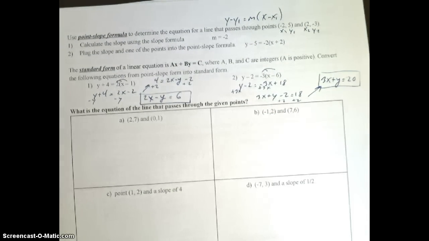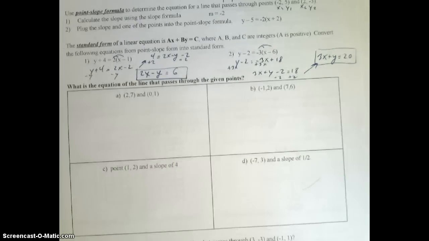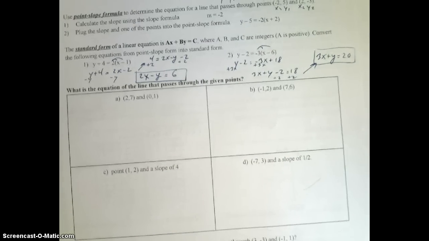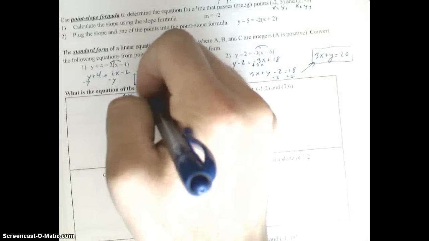All right, so you have the ability to choose which of these you'd like. I always try to stick with slope-intercept form. It just makes things a little bit easier. So let's take a look here at A through D, see what we can get done. For part A, here's my x1, y1, x2, y2. We've got to find your slope.